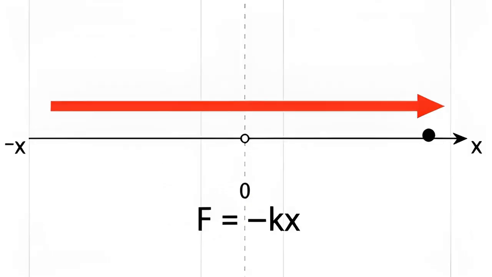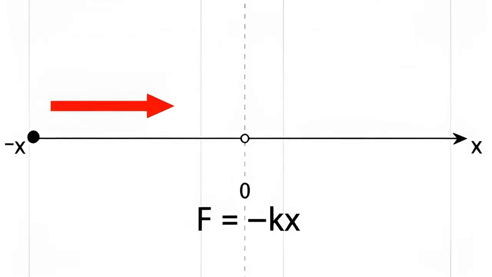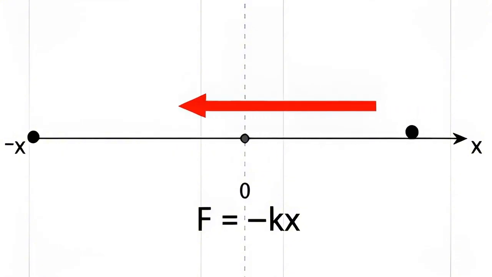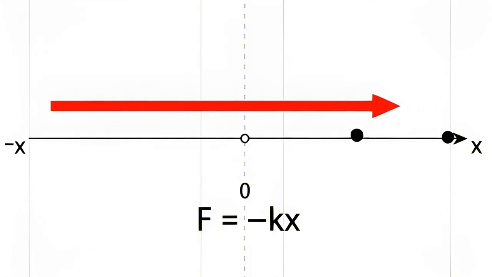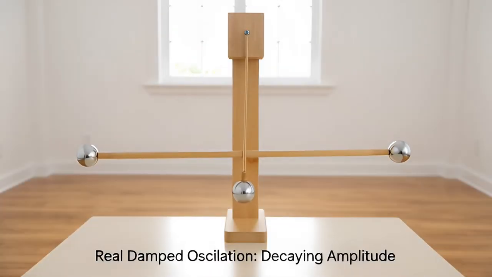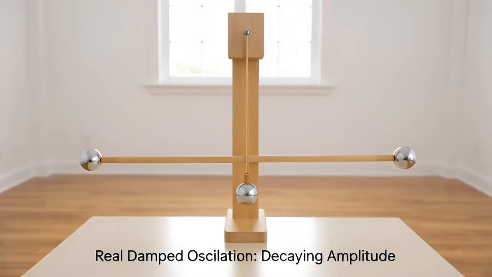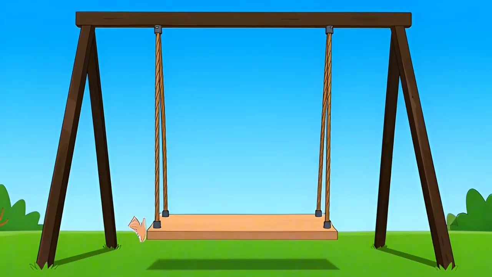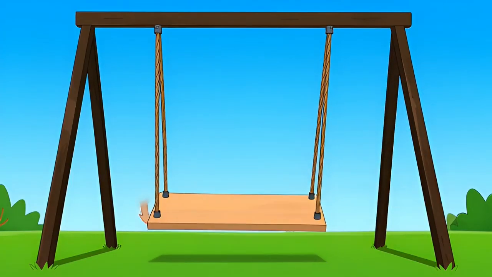We can also express velocity directly in terms of displacement without involving time at all, using the formula v equals omega times the square root of a squared minus x squared. This formula is extremely useful for assignment problems where you are given the displacement and asked to find the velocity.